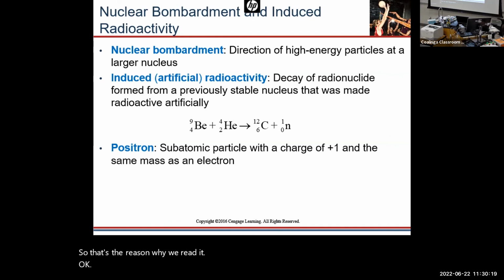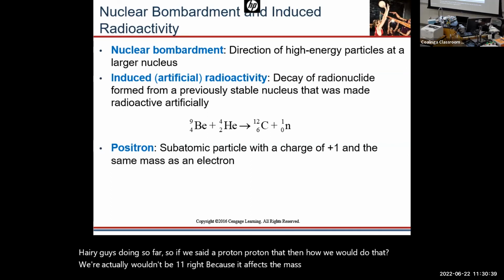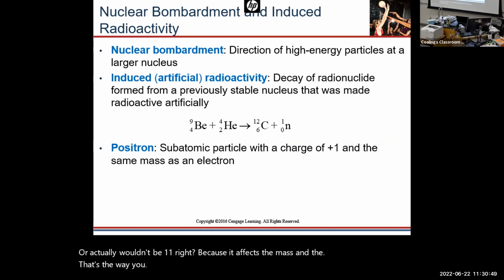How are you guys doing so far? So if we said a proton is added, then how would we do that? Or actually, one more, right? Because it affects the mass and the charge. Questions? So that's this example.